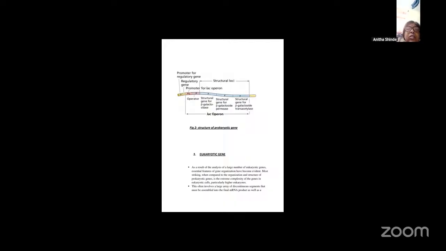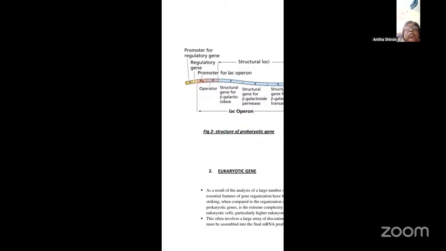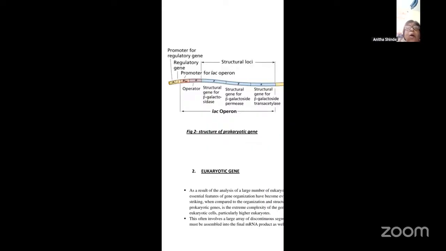Okay, so this is about the structure of the prokaryotic gene. Just now I have told you. So this is the operator, promoter for lac operon, structural gene. This is the promoter for the regulatory gene. This is a regulatory gene, and this is the promoter, this is the operator. And the rest of it is a structural gene. So this is an example of a lac operon.